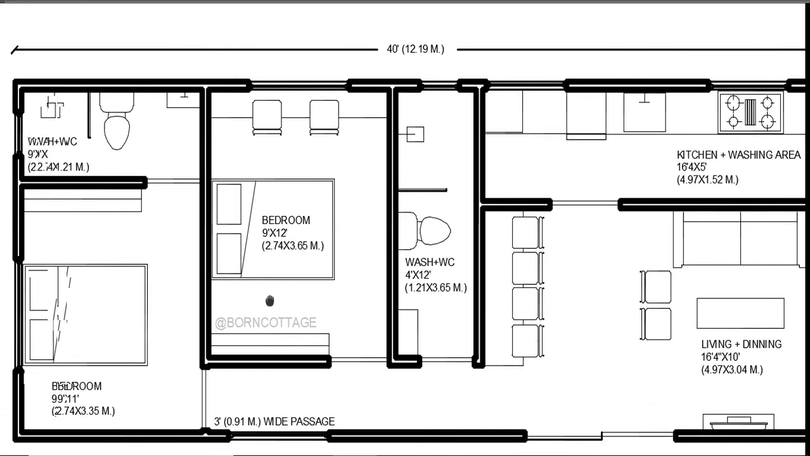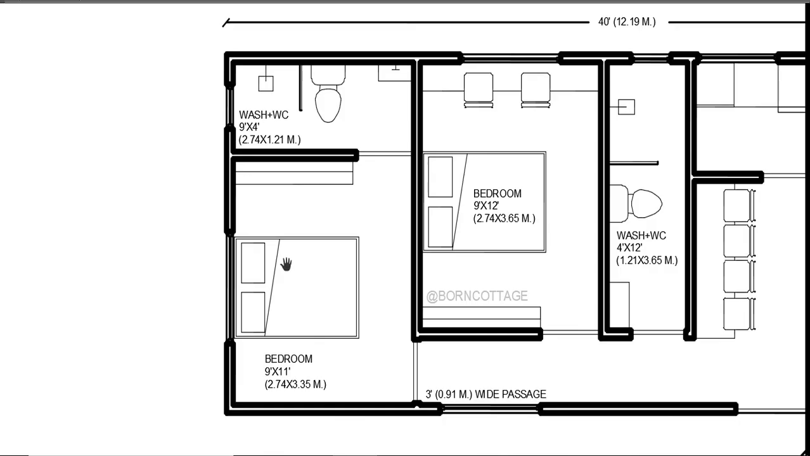On the left side we have bedroom number 2 here. You can see here the bed arrangement, wardrobe arrangement and a large size window for ventilation and light purpose, and we have attached washroom plus water closet with this room. You can see here the wash basin, water closet and the shower area, and we have a ventilator for ventilation of this washroom. So this is the floor plan of the house you are watching on the screen.